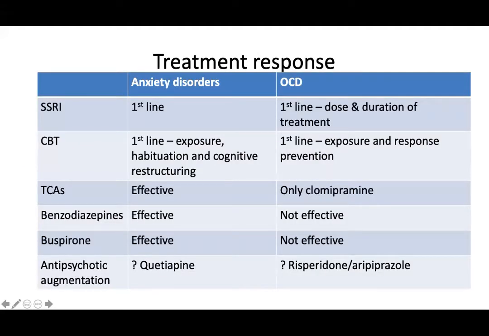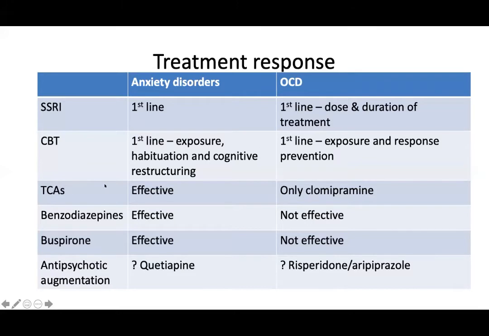Now coming to treatment response, if we look into it superficially, both disorders respond to SSRI and CBT. But there is a difference where the dosage of SSRIs required is higher in OCD, as well as people with OCD require a longer time to improve with SSRIs. So there is some difference in that aspect. And CBT is effective in both disorders. Exposure and habituation are common to both conditions, which are the particular CBT techniques. But response prevention is something which is specific to OCD. So there is some difference, but there is a large overlap also.